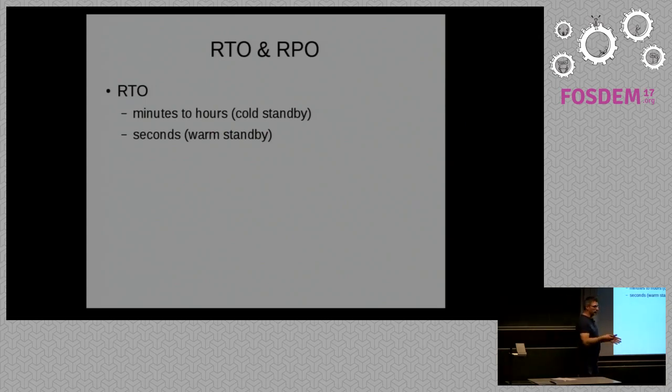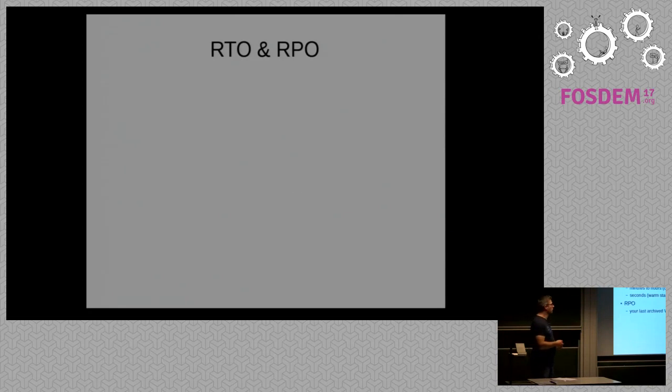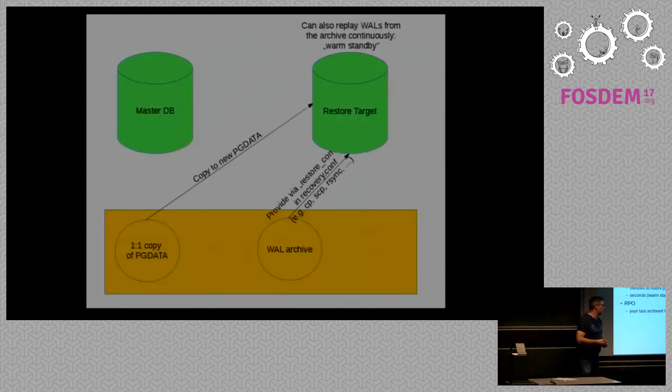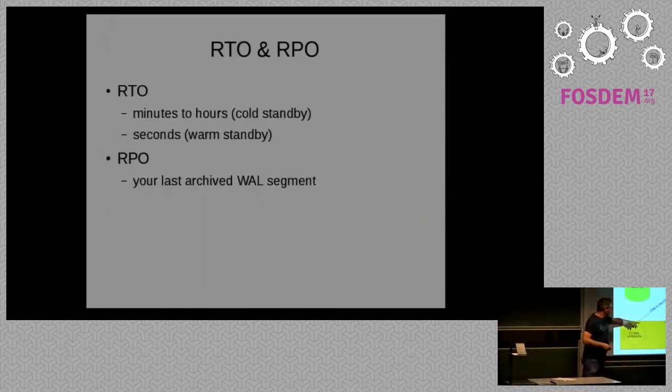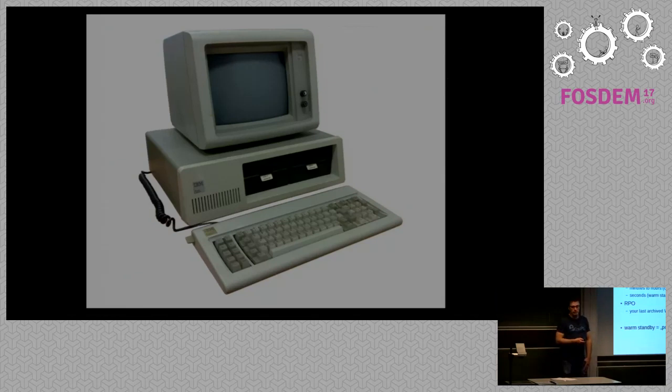If you have a cold standby, like you have a server ready that can take over or can replay from the WAL archive, it can still take hours, days, whatever. A warm standby will be up and running in seconds, which is good. RPO would be the last archived WAL segment. So the master will only send finished WAL segments towards the archive, so you will lose everything that happened after that was last sent. So that's why I would call warm standby a poor man's replication. It's better than nothing.